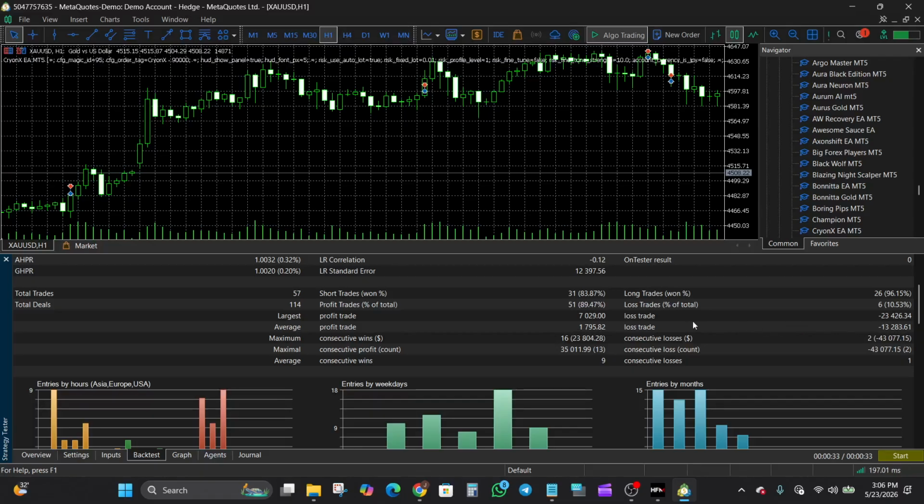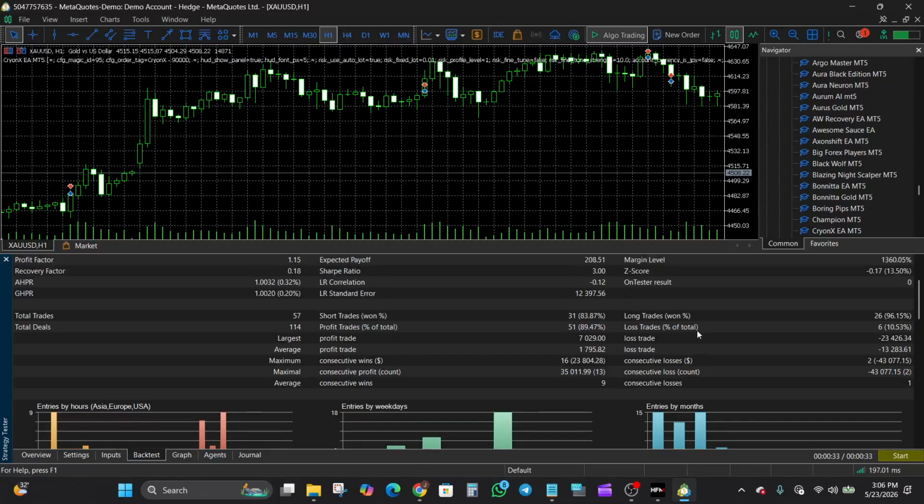$13,283.61. So this tells me that the risk to reward ratio is pretty bad. All right, it's significantly bad. You can see the difference between the average profit and the average loss. All right, not to talk of the largest profit and the largest loss. Okay, so judging from this, the EA has a bad risk to reward ratio.